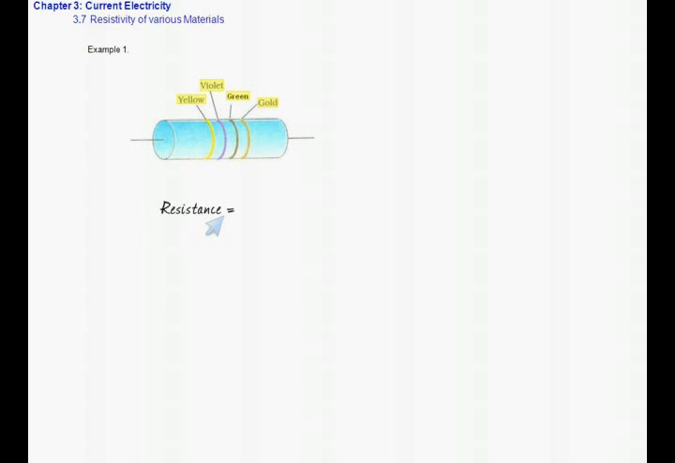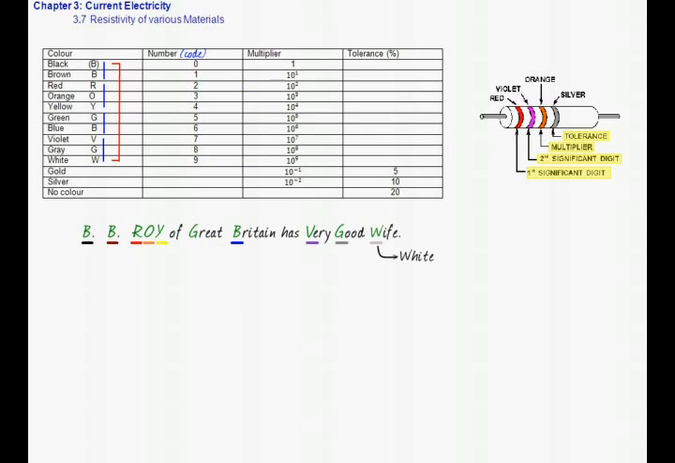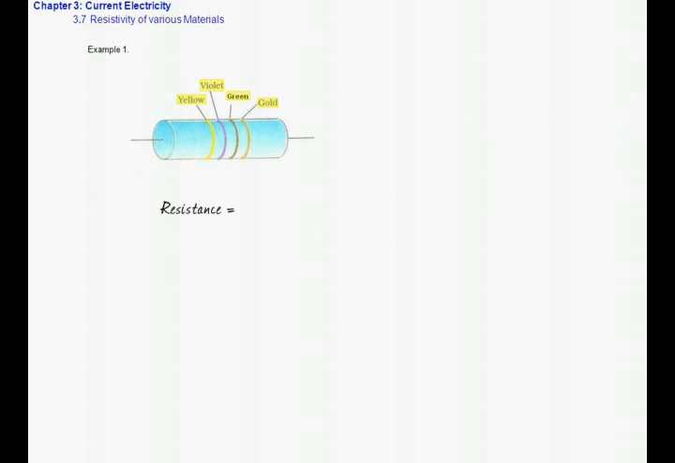First of all, you see the code of the first 2 colors. What is the code of yellow color? Look at the table. Yellow code is 4. What is the code of violet color? 7. So the resistance becomes 47. And the third color is green. So what is the multiplier of green? You have to see the multiplier of the third color. Green multiplier is 10 to the power 5.